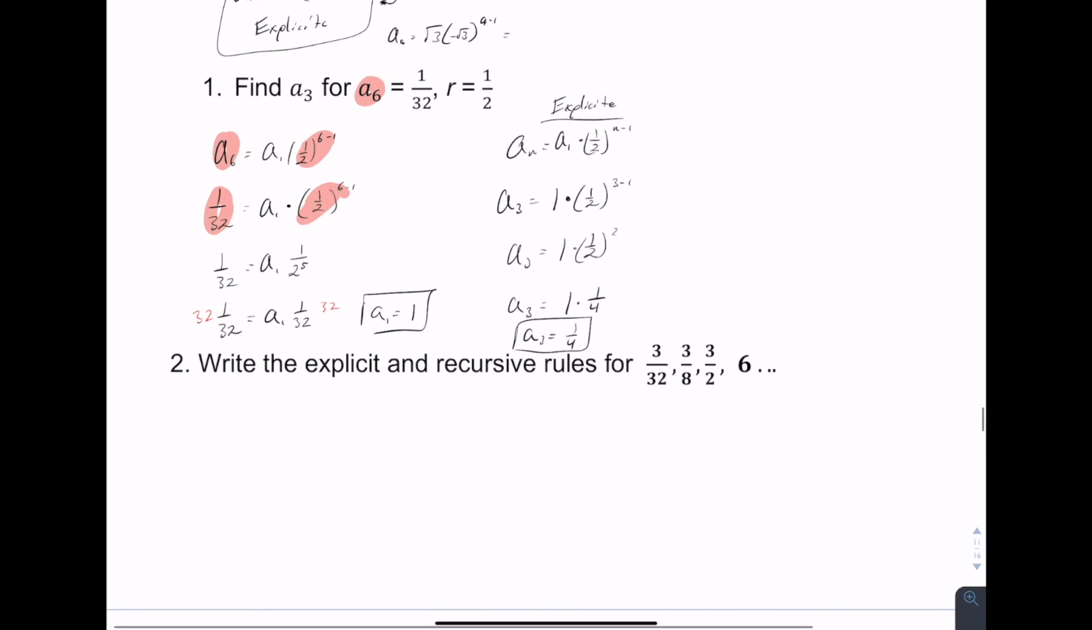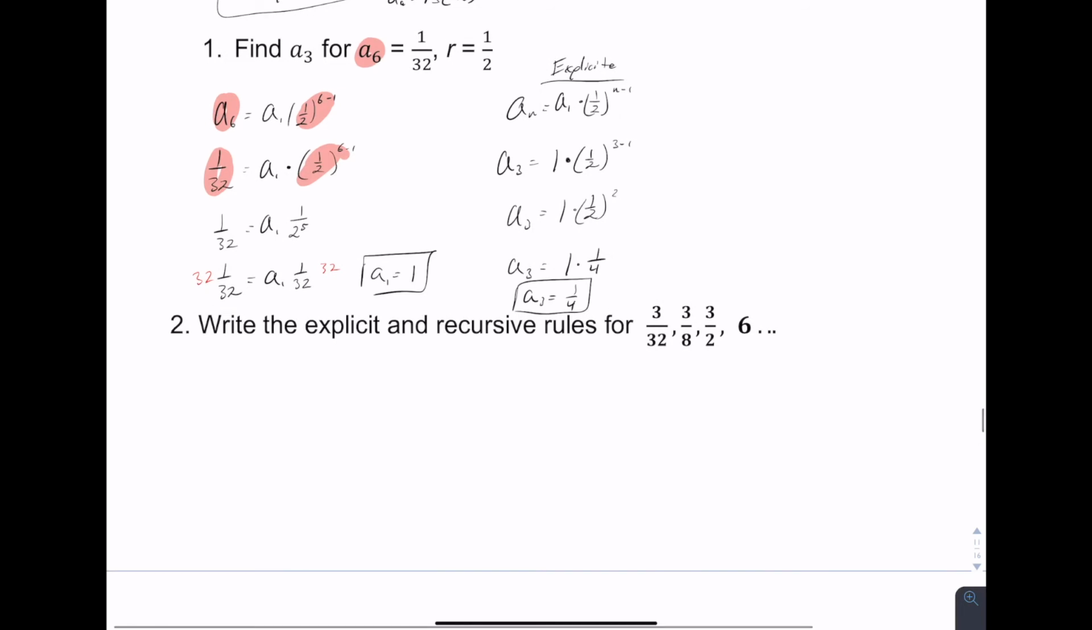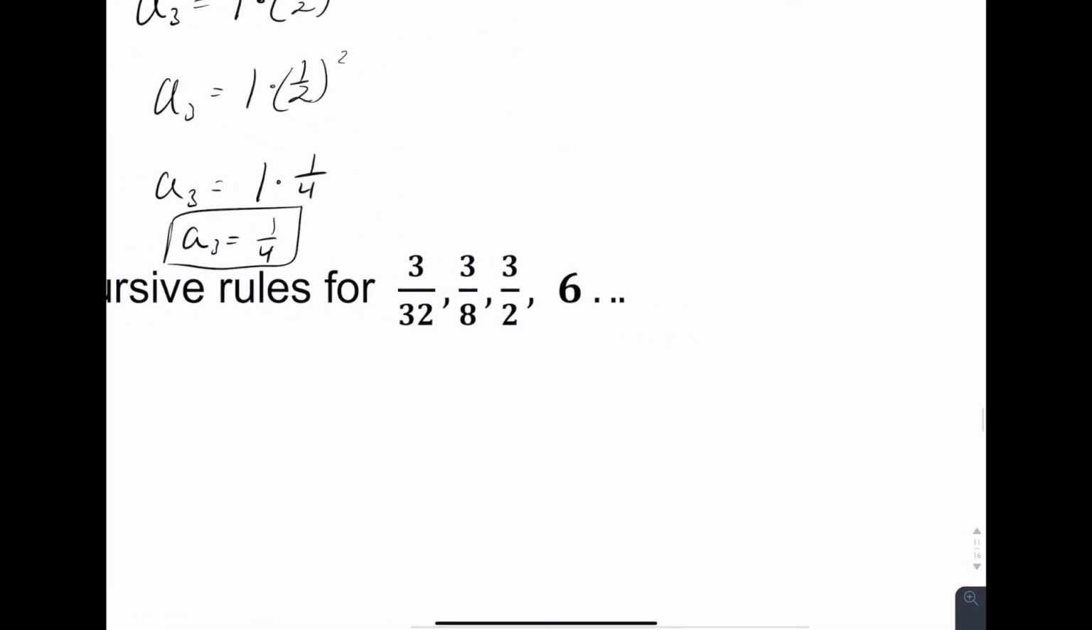All right, final equation for the day. Write the explicit and recursive rules for all that. Okay, well first I got to figure out r. Once you know r, you're ready to go. Okay, so for r, well, let's see, what's the difference from here to here? Try multiplying by something. So times 1, no. Times 2, no. Times 3, no. It's times 4. Yes, because if I multiply this by 4, so check it out.